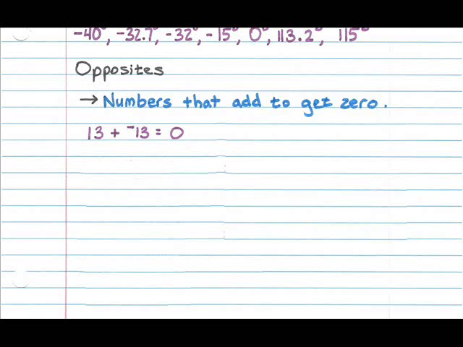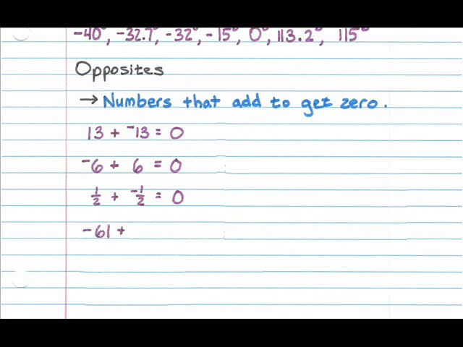Also, next example. Let's say we have negative 6. What number plus negative 6 equals 0? Well, the answer is 6. Negative 6 plus 6 equals 0. Let's say we have 1/2. We want to add it to its opposite to get 0. Just put a negative sign in front of it, and you get 1/2 plus negative 1/2 equals 0.